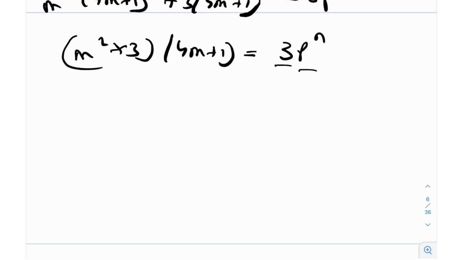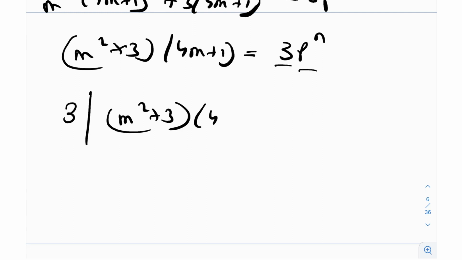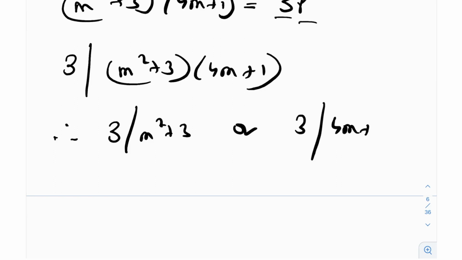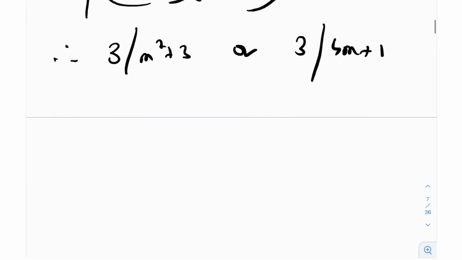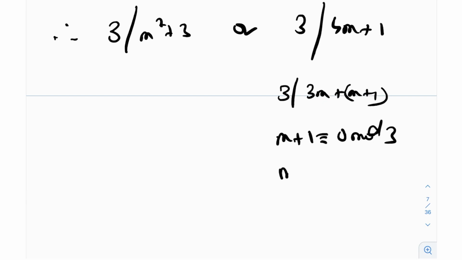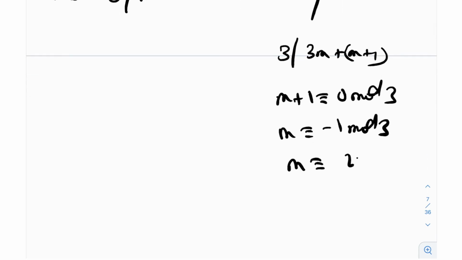Quite interesting, isn't it? So essentially 3 divides m squared plus 3 times 4m plus 1. Right? That makes sense. So therefore 3 divides m squared plus 3 or 3 divides 4m plus 1. So maybe let's analyze both cases a little bit. If 3 divides 4m plus 1, so 3 divides 3m plus m plus 1. So m plus 1 is congruent to 0 mod 3. Or in other words, m is congruent to minus 1 mod 3. So m is essentially congruent to 2 mod 3.